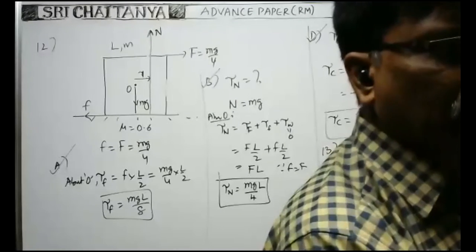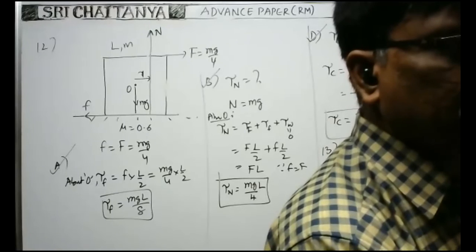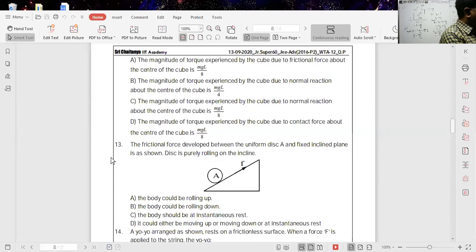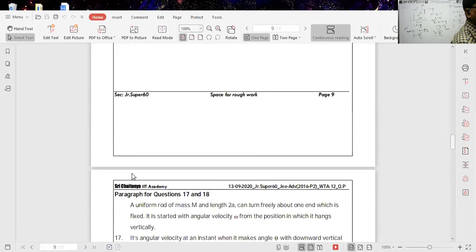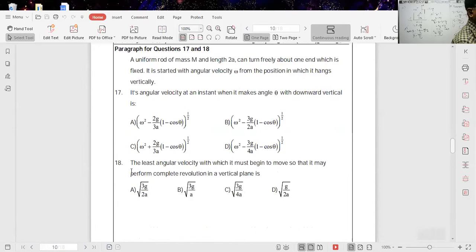Next, the last two problems, 17 and 18. Last problems, easy problems only. You see. All of you see that 17th problem. Read that problem first.